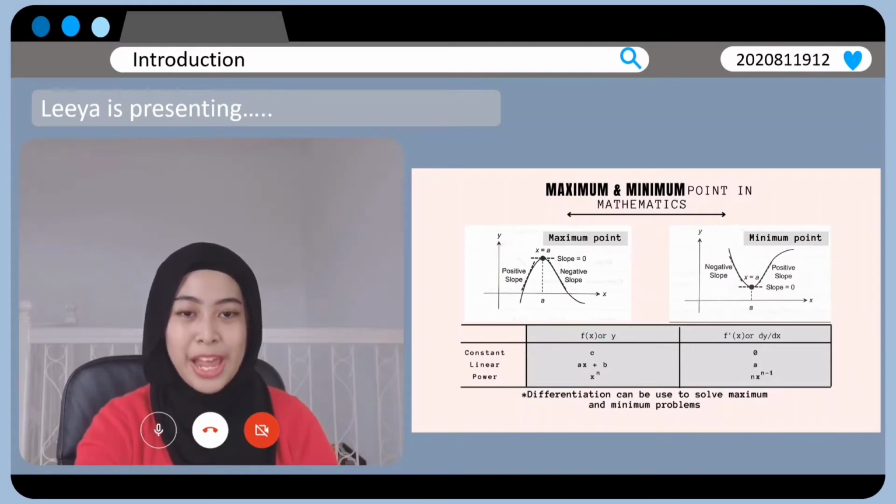Introduction to maximum and minimum point in mathematics. What is maximum and minimum point? Maximum point is the highest point on the graph, while minimum point is the lowest point on the graph.